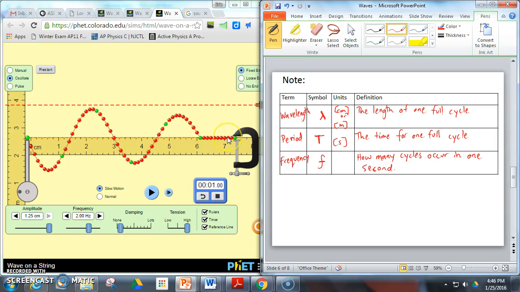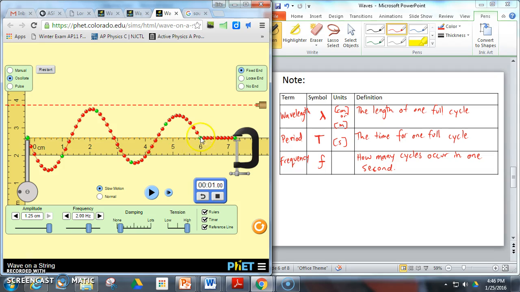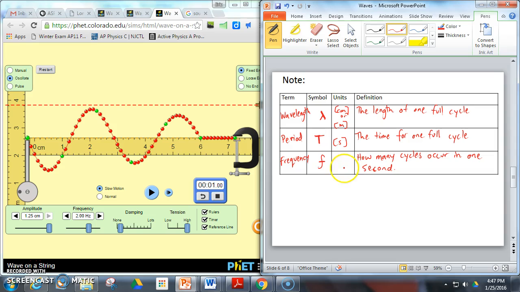So we've played this for 1 second, and let's try to count how many full cycles have occurred. From here all the way around, that's 1 full cycle. And then from here all the way around, that's 2 full cycles. So what this is saying is that there's been 2 full wavelengths. One wavelength is 3 centimeters, and about 6 is the second wavelength. So 2 full cycles have occurred in that 1 second of time. Now the unit is hertz.